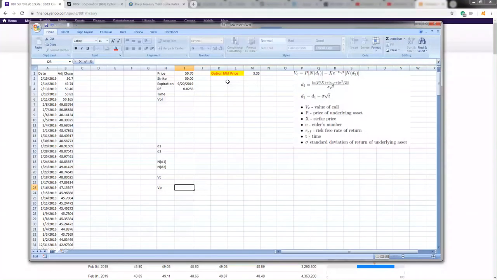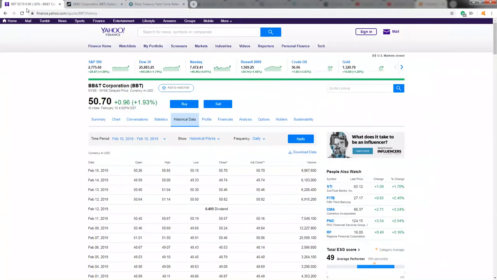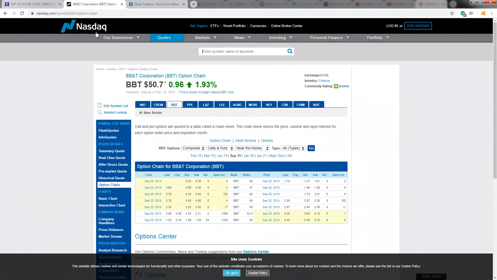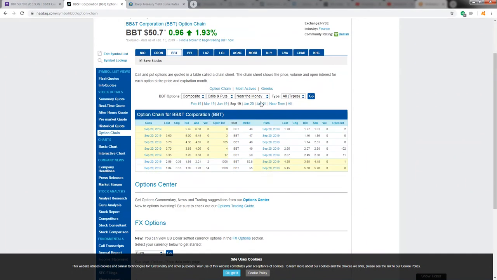Okay, so for the option pricing, I've started out with some information for BBT stock, ticker BBT. I've downloaded price data and adjusted close data. You'll see the formula for the value of the call, which we're going to employ in a second. Went to Yahoo Finance, downloaded 1 year of data, and went to NASDAQ to get the option chain for BBT.